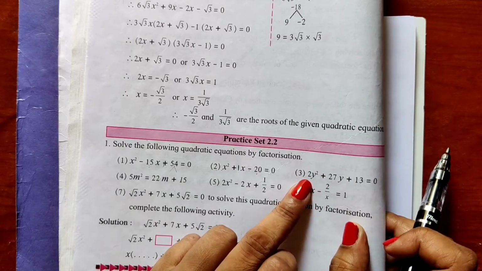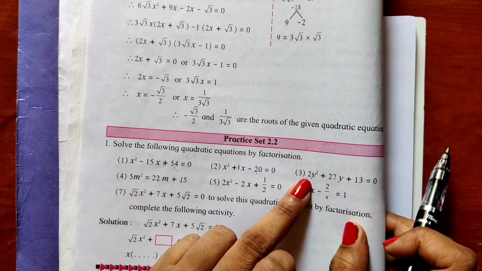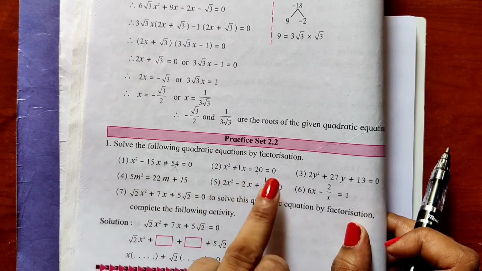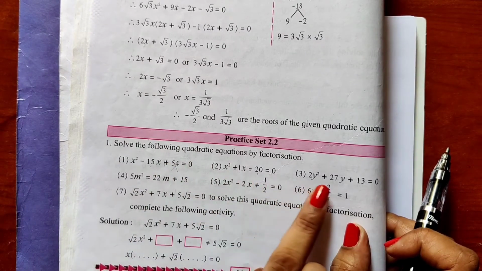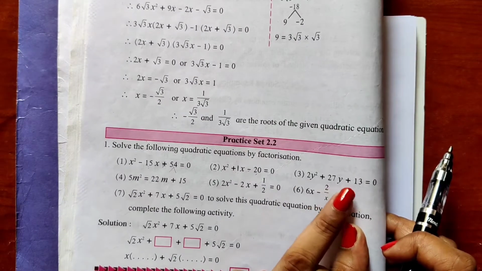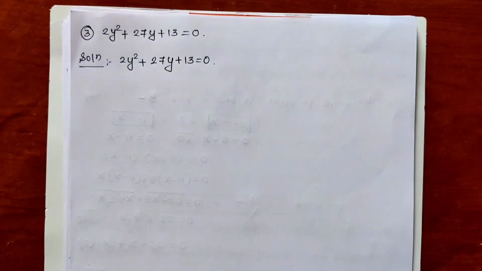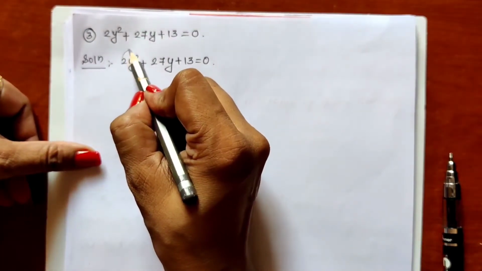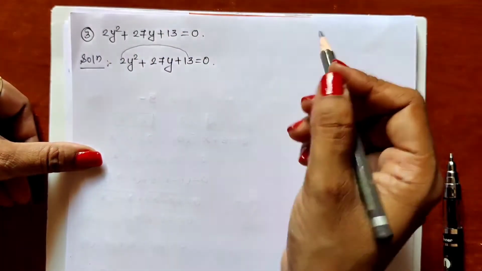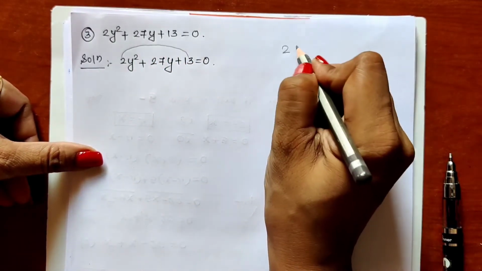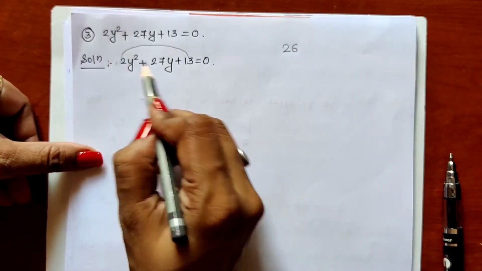So we will always have to check whether the coefficient of the first term is greater than 1 or not. If it is equal to 1, then we directly find out the factors of the constant term. But when the coefficient of the first term is greater than 1 or other than 1, then what we will have to do? Let us see. When it is greater than 1, we will have to multiply this coefficient of the first term with the constant term.